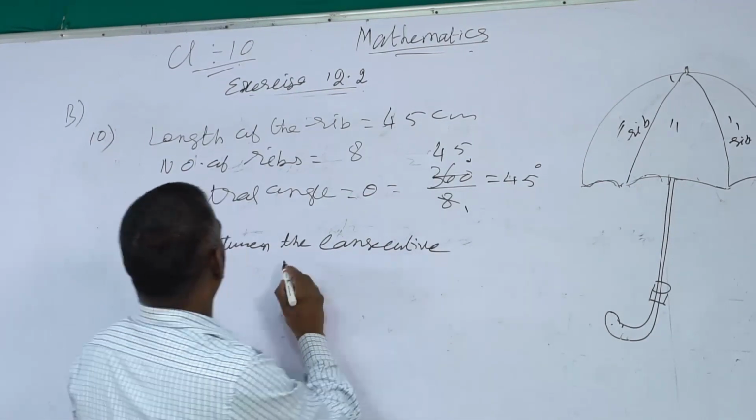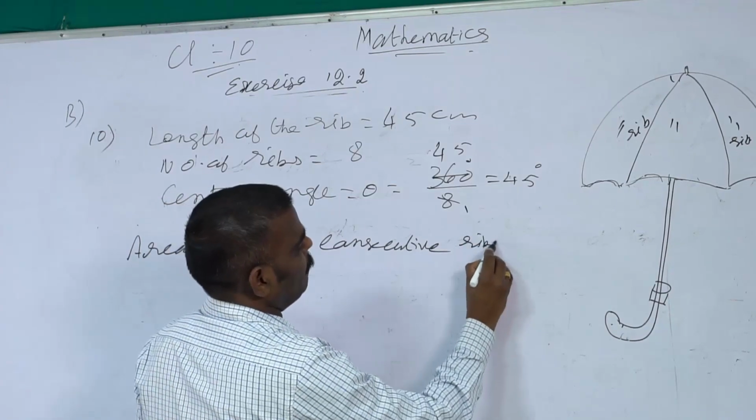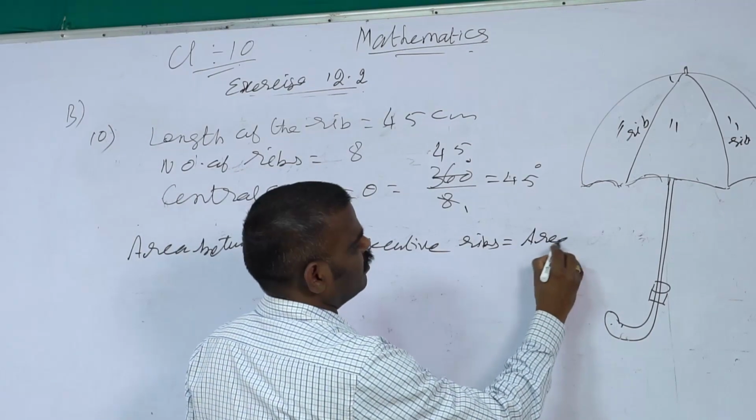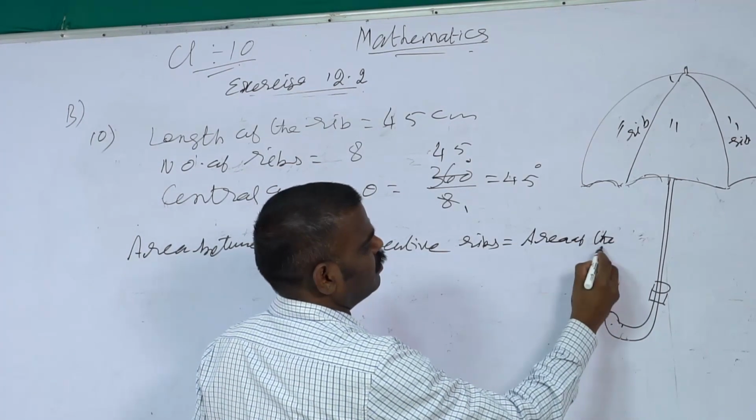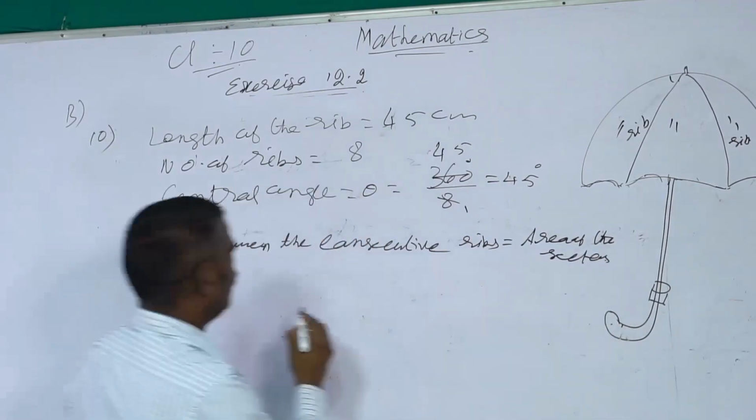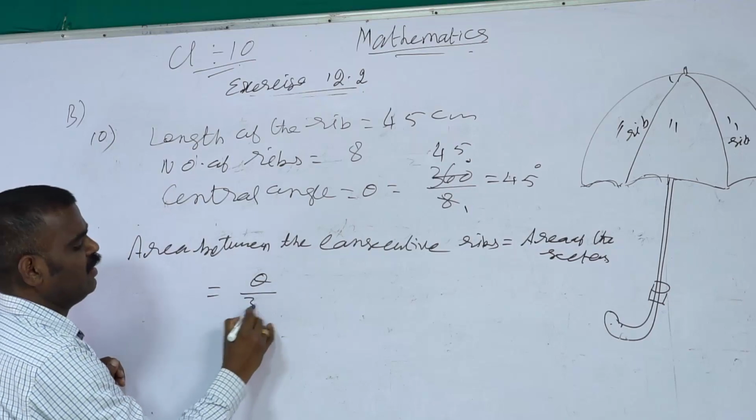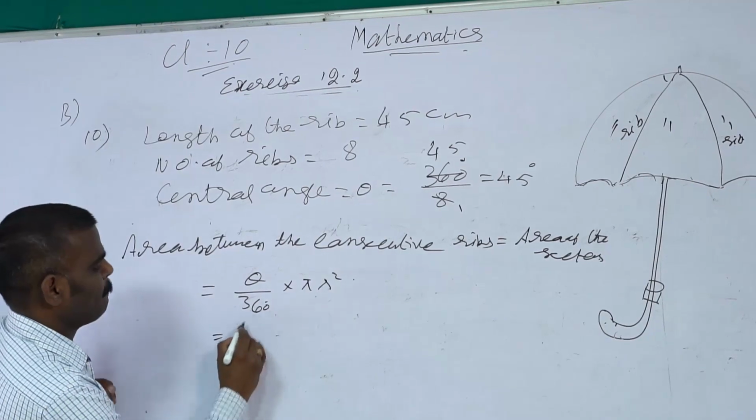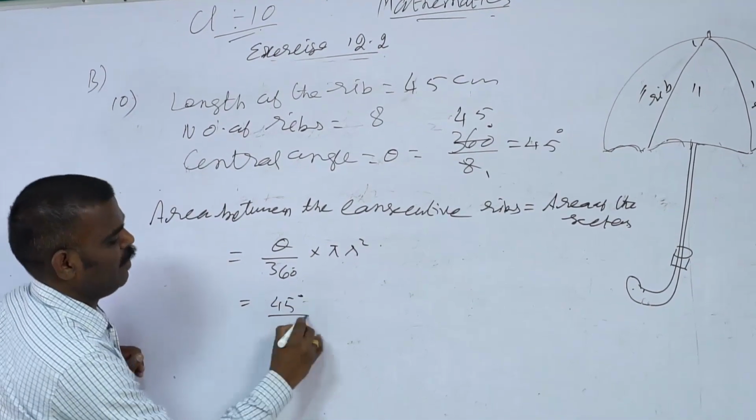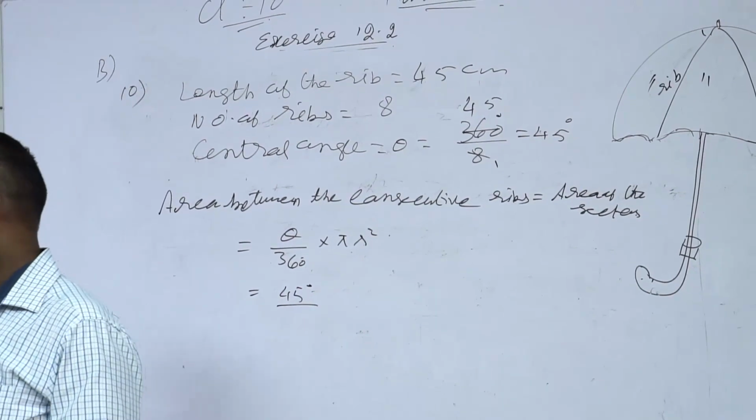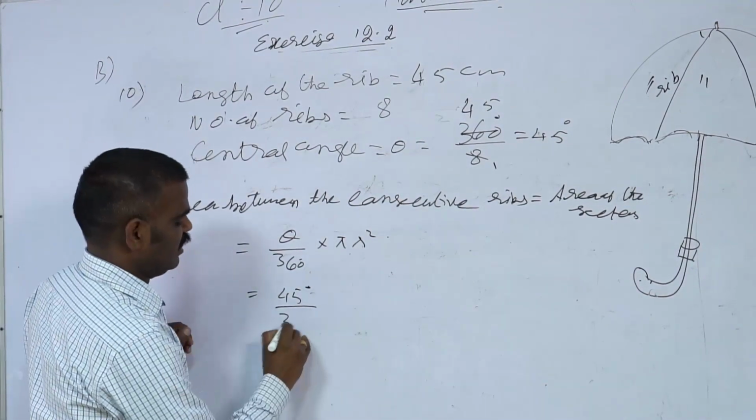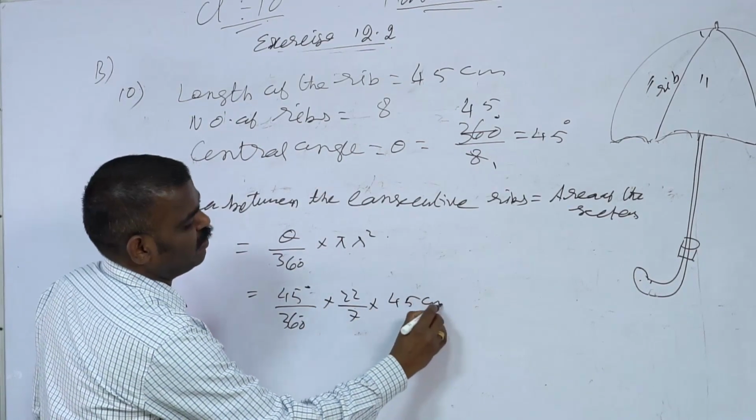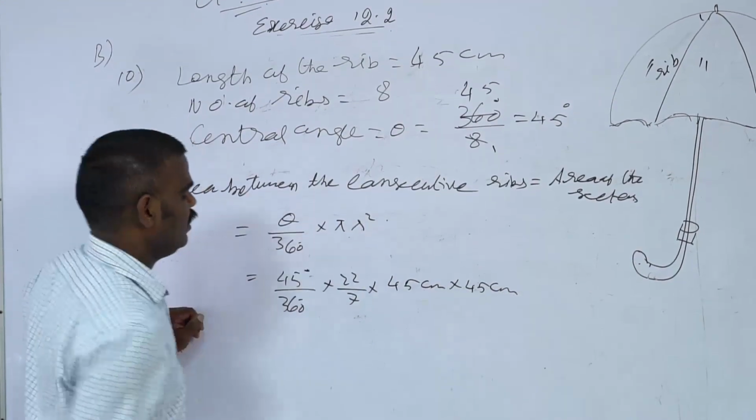Now the area between the two consecutive ribs is the area of the sector. What is area of the sector formula? Theta by 360 degree into pi r square, right? Theta how much? 45 degree. Pi value is given or not? Pi value is not given, right? So 45 by 360 degree into 22 by 7 or how much? 45 centimeter into 45 centimeter.